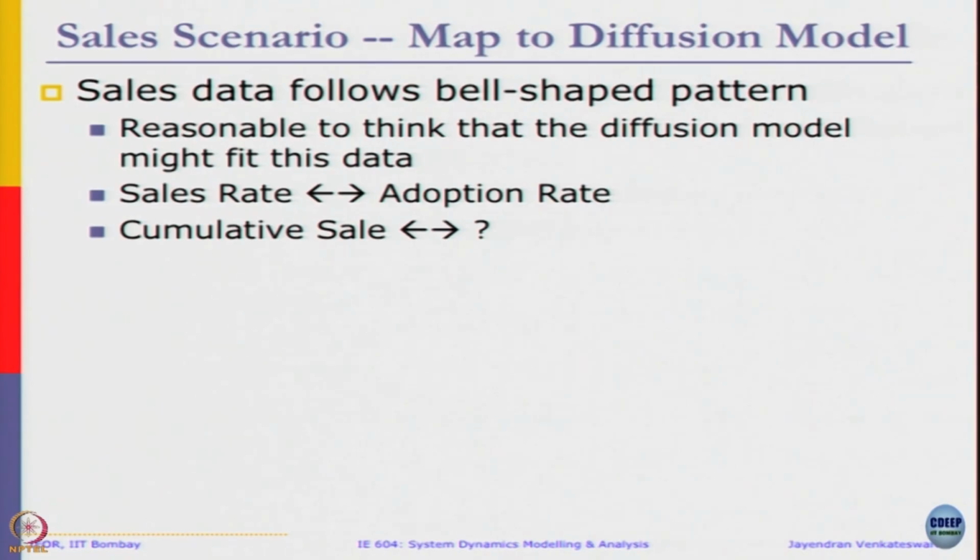We are going to map it to the diffusion model. In the diffusion model, we have seen the term adoption rate. In our example, that is the sales rate. So, what will be the cumulative sales in our diffusion model? Owners or the adopters, the model defines adopters, so that will be our cumulative sales. If it is indeed a diffusion model, then these adopters or cumulative sales need to represent an S-shaped pattern.